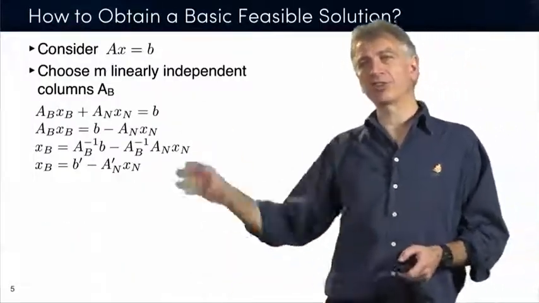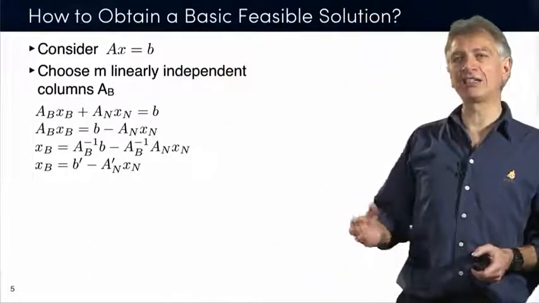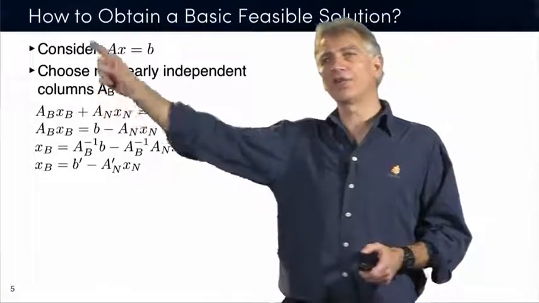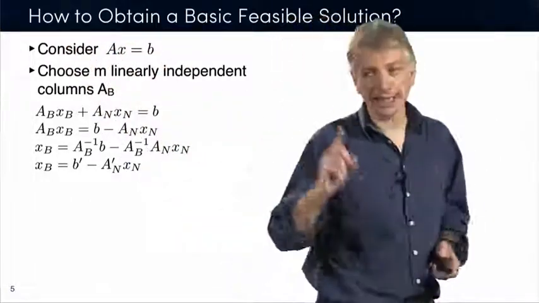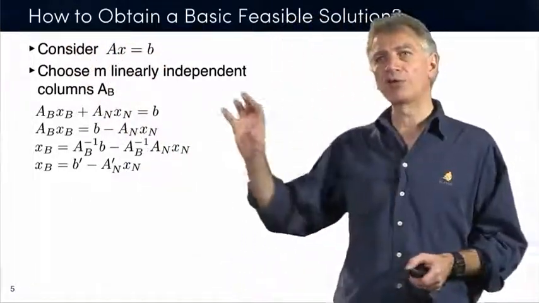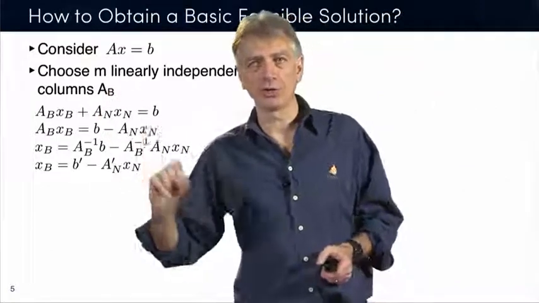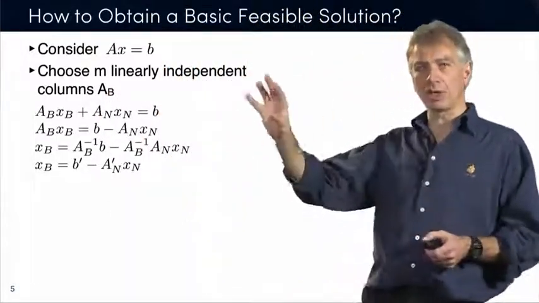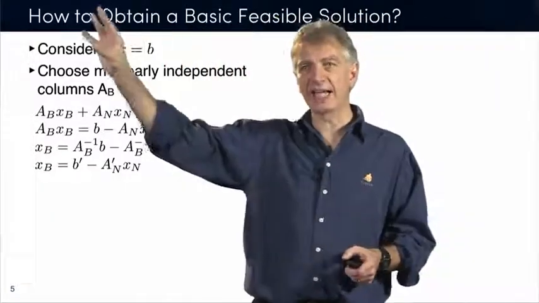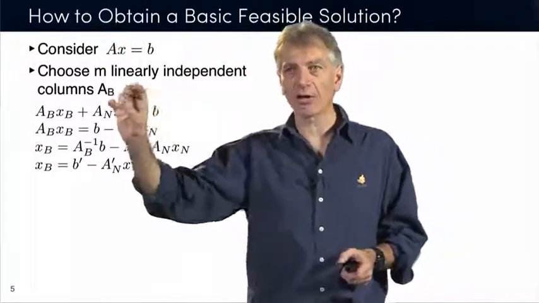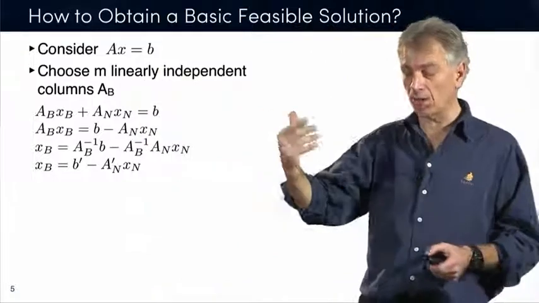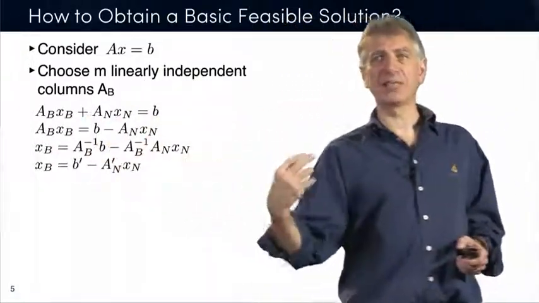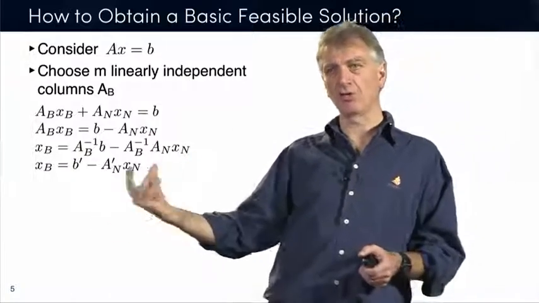In a sense, everything that I told you last time can be summarized in this particular form. So we have a system of equations Ax equals b. Now I have to find a basic feasible solution. How do I do that? I take a set of linearly independent columns in the matrix A. These columns are called AB. These are the columns of the basic variables. And then I start re-expressing these basic variables in terms of the non-basic variables.